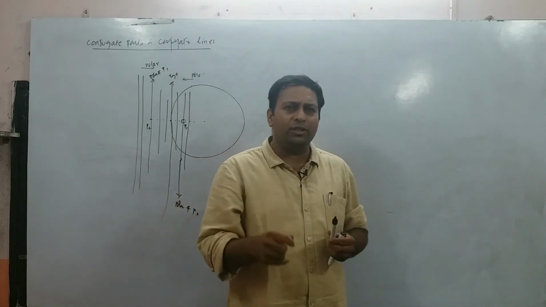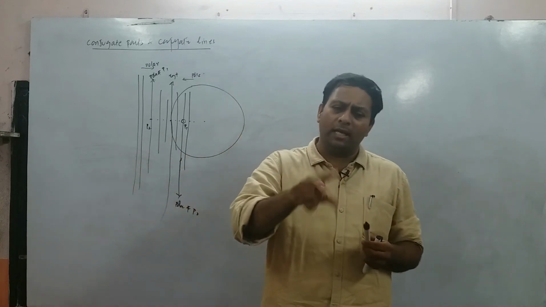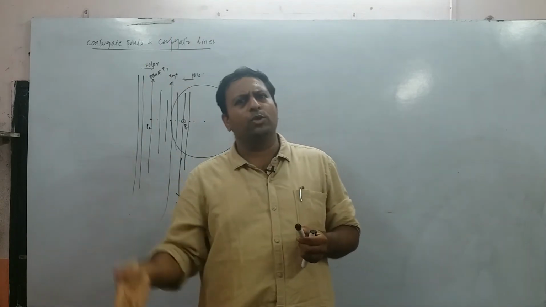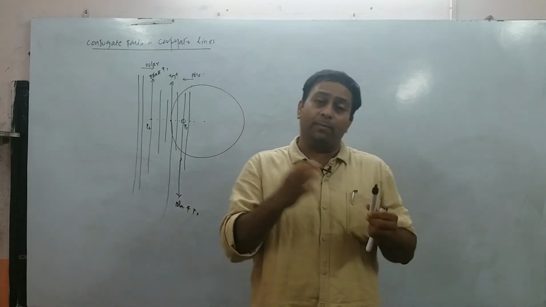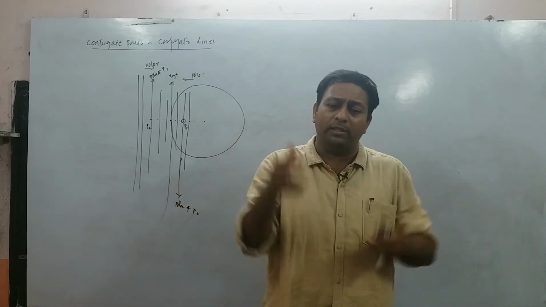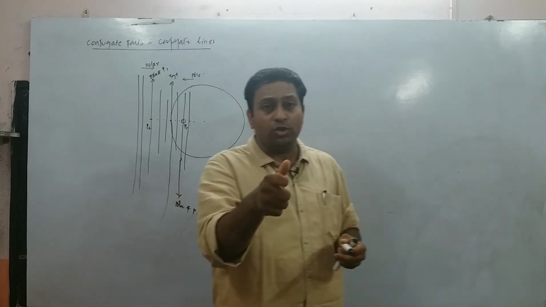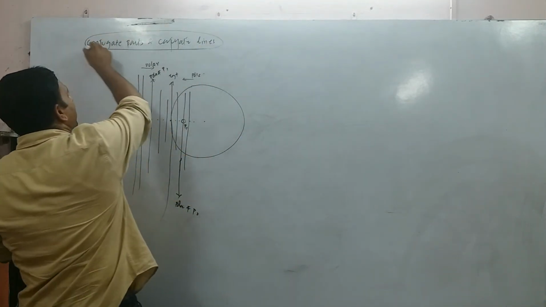I repeat the definition. If 2 points are such that the polar of one passes through the other, the polar of this passes through that and the polar of that passes through this, then those 2 points are called conjugate points and those 2 lines are called conjugate lines. Alright. So this is the concept for conjugate points and conjugate lines.